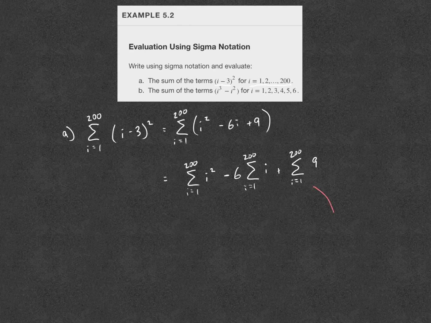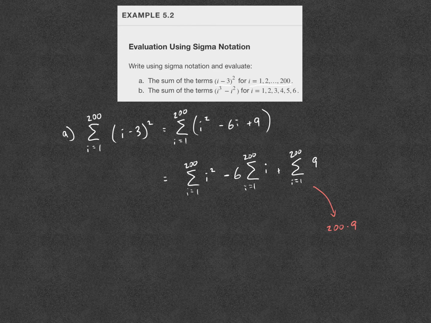So I'm starting on the right here, because it's the easiest one to write down. I'm adding up a bunch of 9s, right? 9 plus 9 plus 9 plus 9 plus 9 from i equals 1 to 200. So that's 200 times 9. That was the first property at the top of this slide.